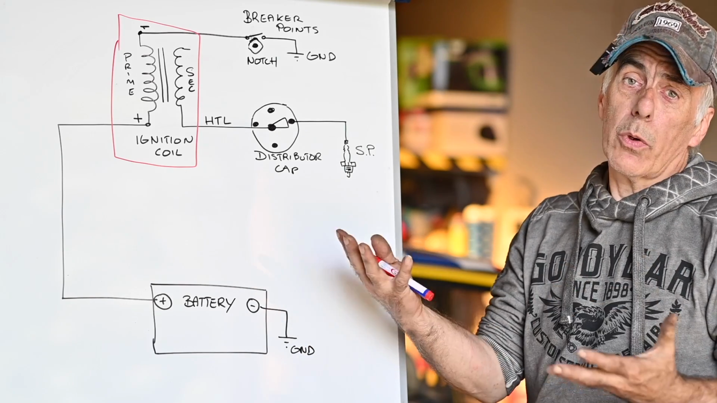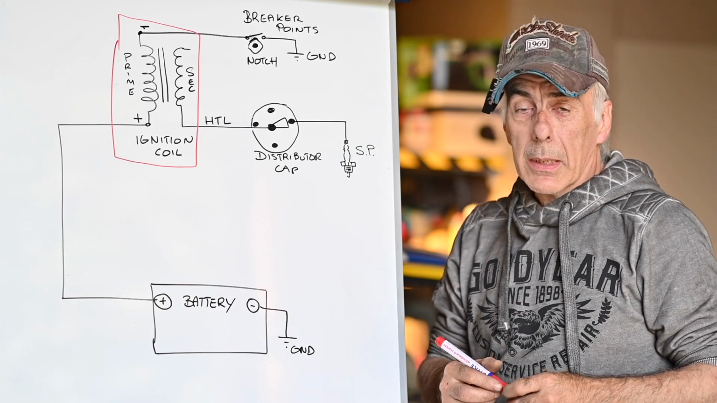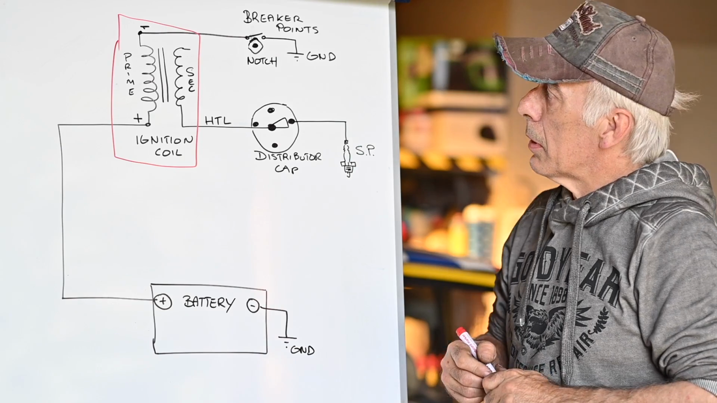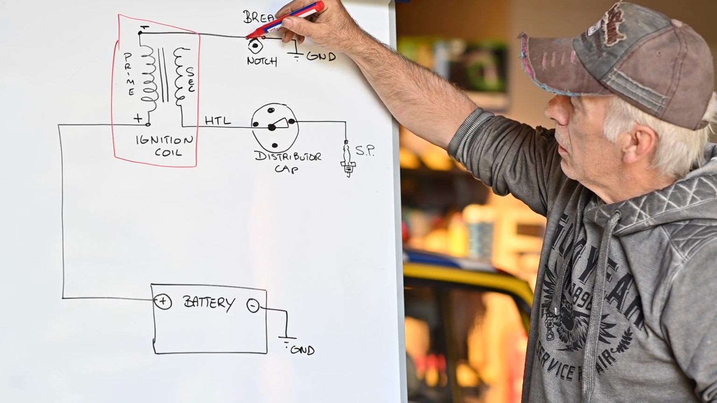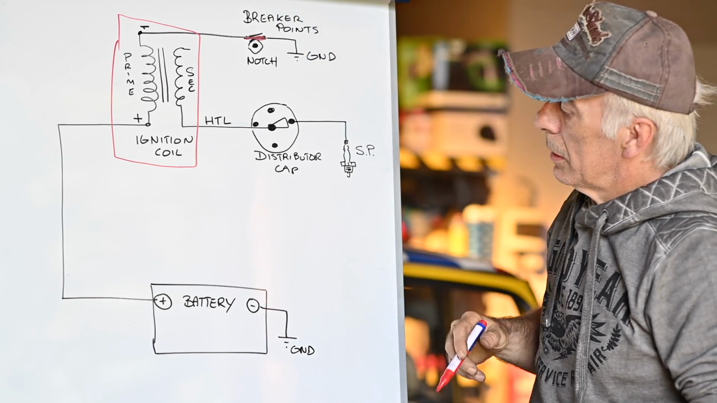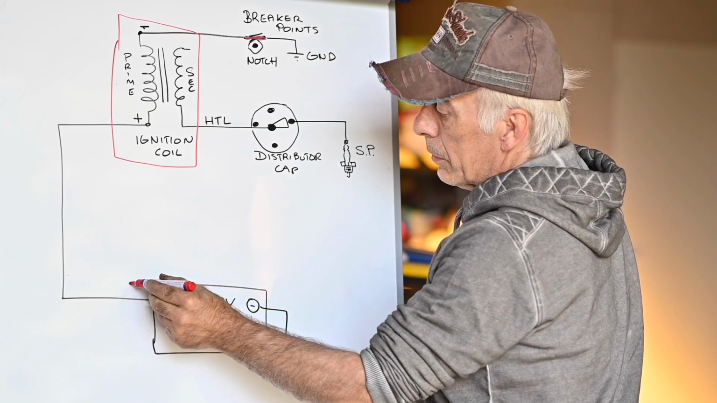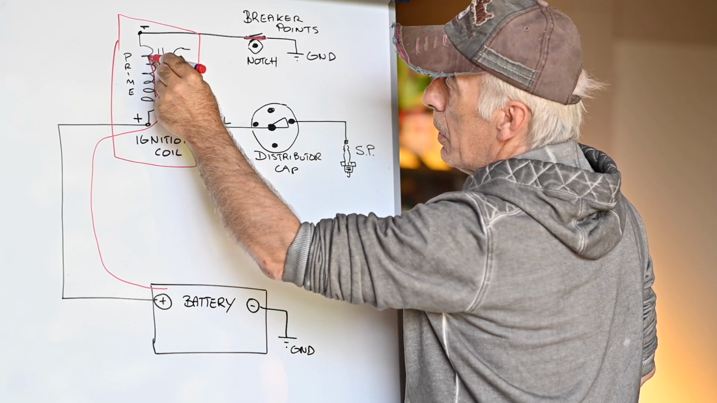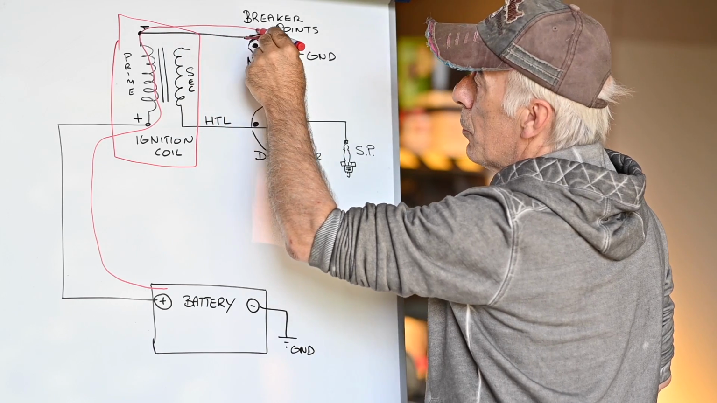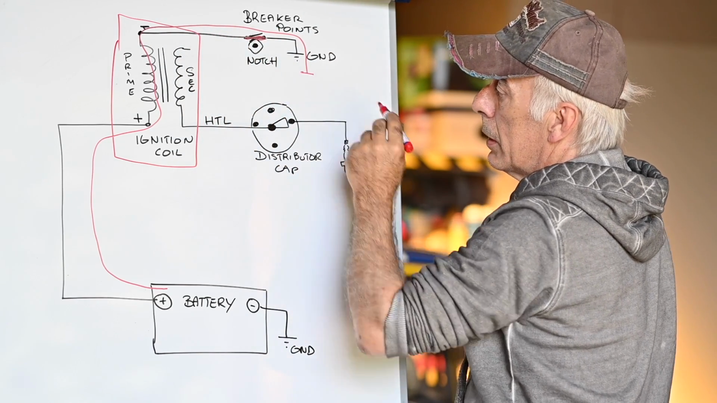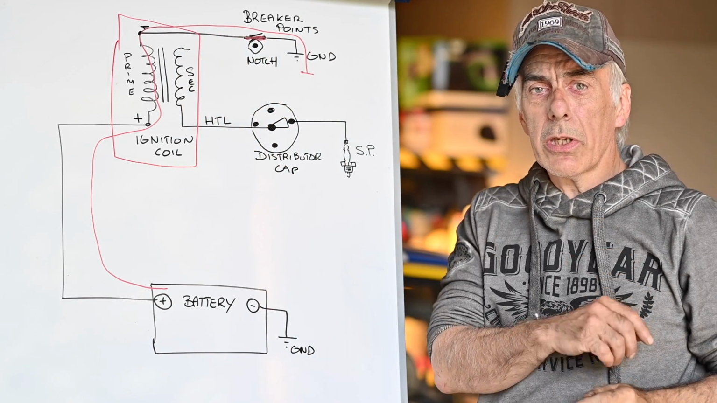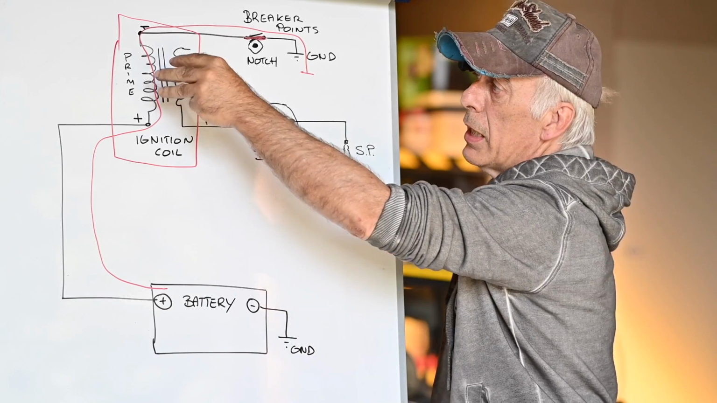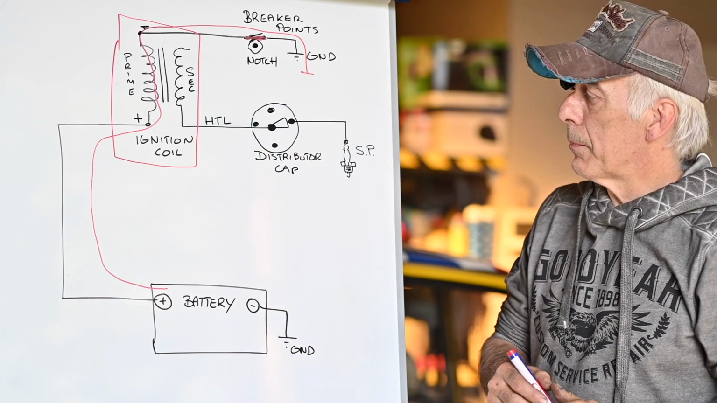So how does this work? Well, the principle is simple. If the contact is closed, then current will flow from the positive side of the battery through the primary winding of the ignition coil, through the breaker points to the ground. And that current is going to generate a magnetic flux inside the ignition coil.